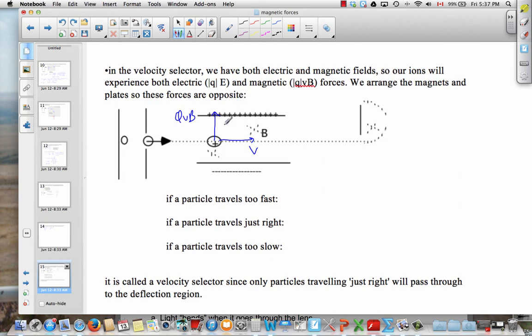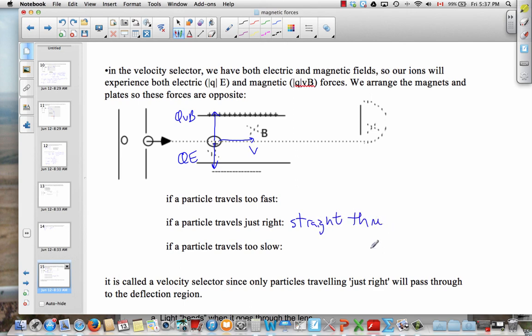Next, think about the electric force. The positive particle is going to be repelled from the positive plate and attracted to the negative plate, both of those pushing downwards. So there's a QE force, charge times electric field, downwards. You can show that for a negative particle, these two will just be turned around and still be opposite. So the electric force would be up and the magnetic force would be down. So with these opposite forces, we can see that, because this one depends on velocity, if the velocity is just right and those two cancel each other out, then the particle will go straight through.